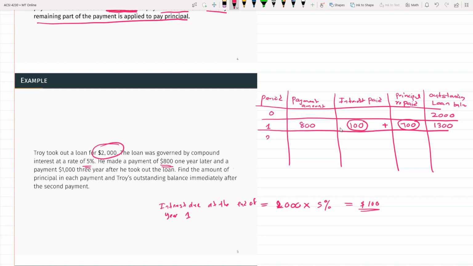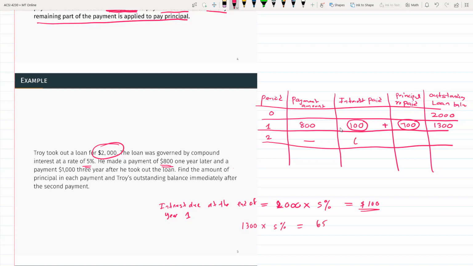So then comes the end of the second year, one year later, and the payment of $1,000 after the loan was taken out. In the second year there's no payment, but there is interest due. So how much interest is due? 1,300 times 5%. Use your calculator. That would be $65.